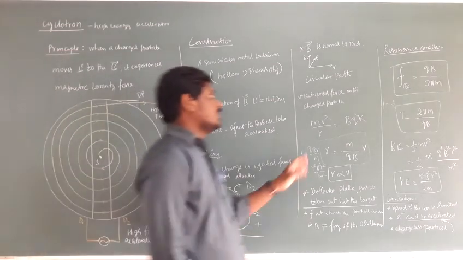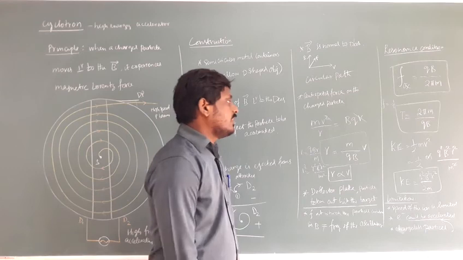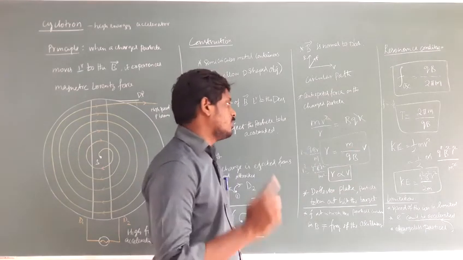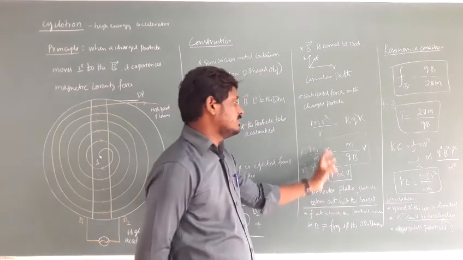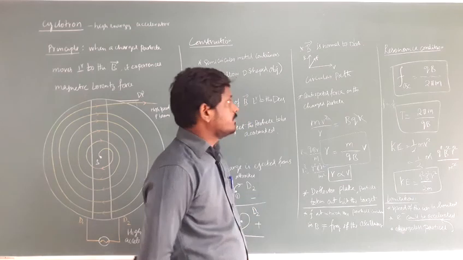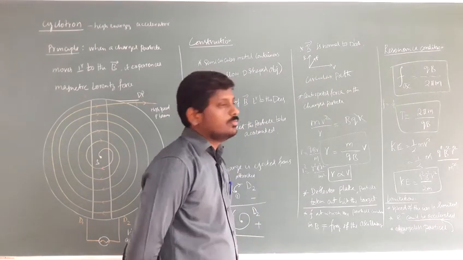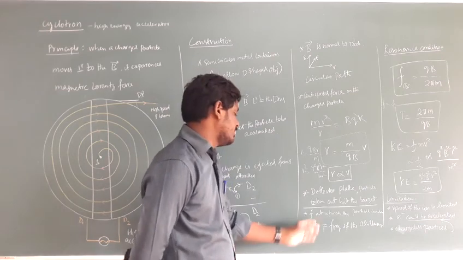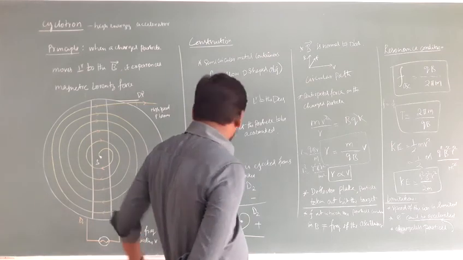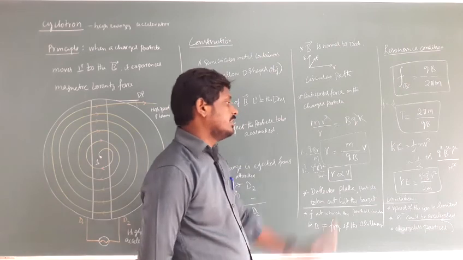So mv squared by r is equal to the magnetic Lorentz force bqv. Already I told you F is equal to bqv sin theta. The angle between v and B is 90 degrees, so sin 90 is 1. Then we will get the radius. The radius is directly proportional to the velocity of the charged particle. Then the important condition is the resonance condition: the frequency of the charged particle moving in a uniform magnetic field should be equal to the frequency of the oscillator, that is the alternating high frequency accelerating voltage. Then we find the frequency and time period, and finally the kinetic energy.